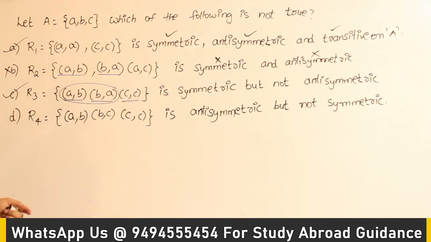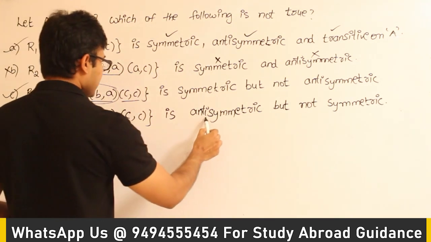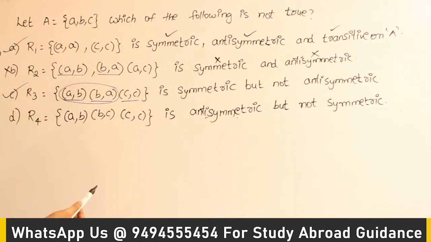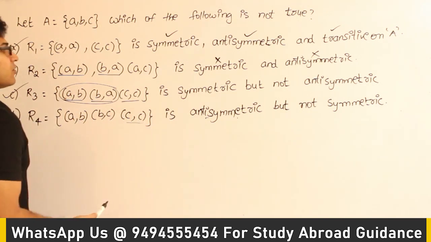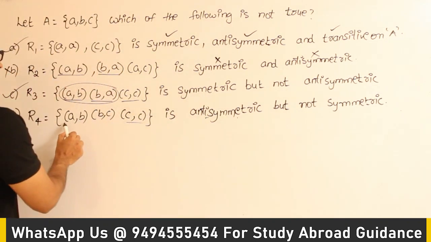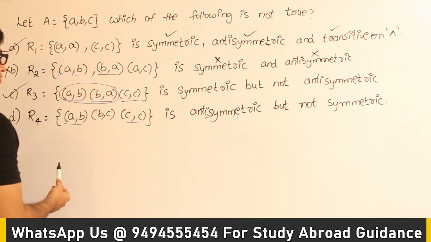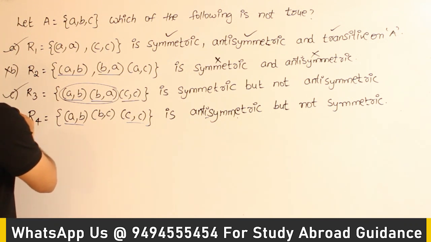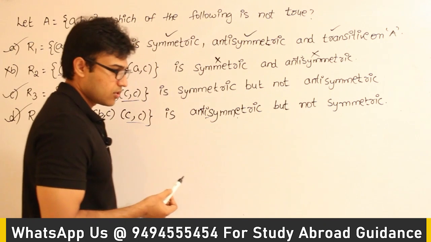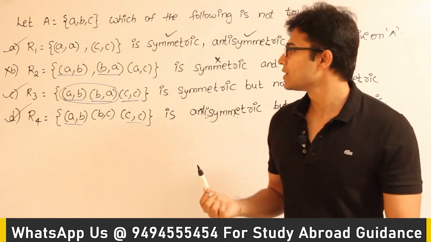Now what about R4? R4 is saying that it is anti-symmetric. Anti-symmetric means there should not be any symmetric pairs. Check this, there are no symmetric pairs at all, and (c,c) is allowed, therefore it is true, but not symmetric. Yes, it is not symmetric because (a,b) is present but (b,a) is not present, therefore it is true. So A, C and D are true, and B is false. That is what they are asking, which of the following is not true. So the answer is B.